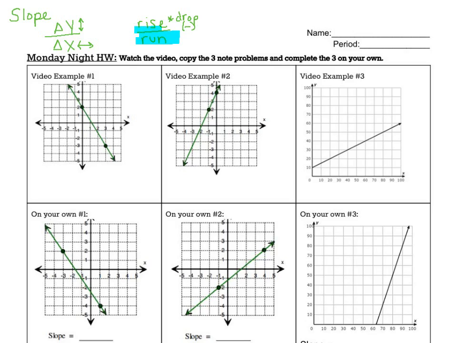Today I'm going to use the rise over run equation. That's probably the easiest one to use with graphs, so that's why we'll look at that one. So let's go ahead and do our first example.